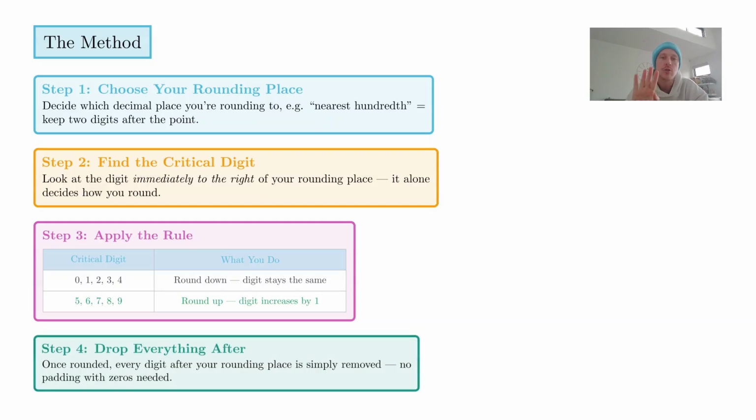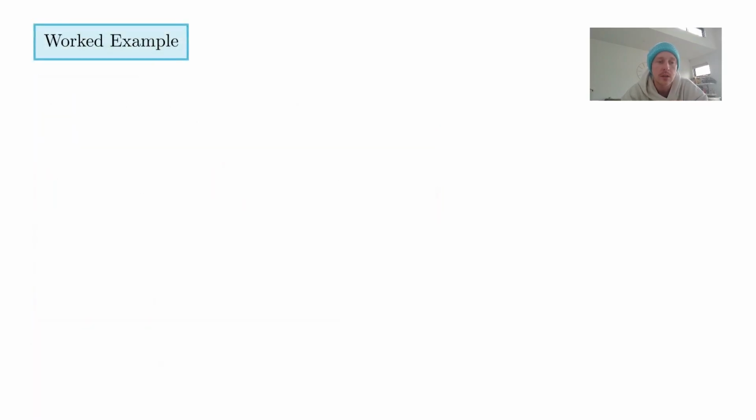And then you drop everything after. It's not like rounding with whole numbers. We're just going to simply drop everything to the right of the position to which we're rounding. Okay, so let's have a look at an example because it might be a little bit tricky at the moment.